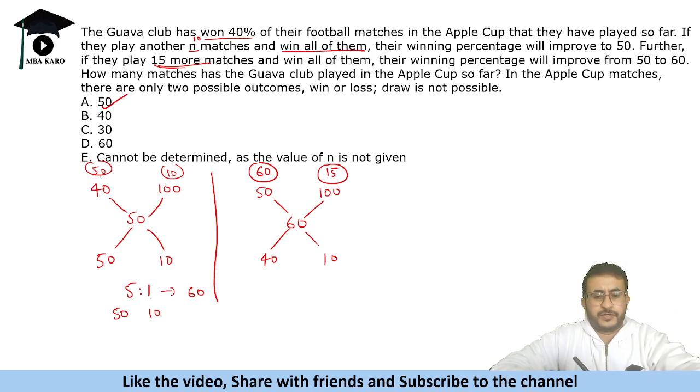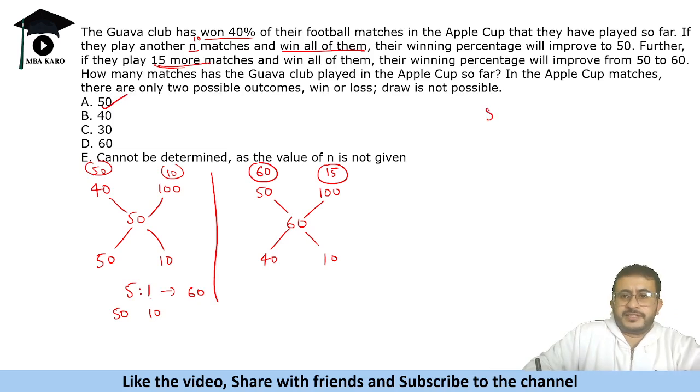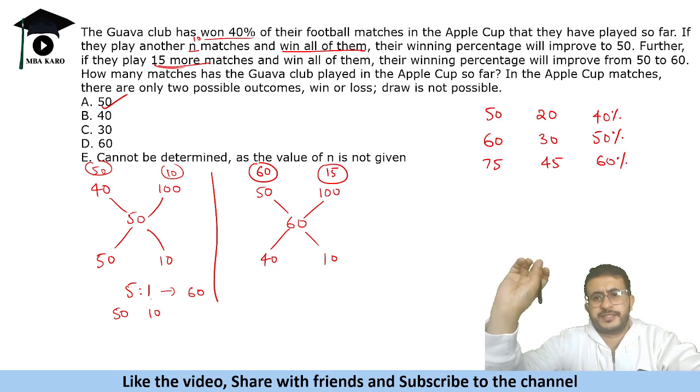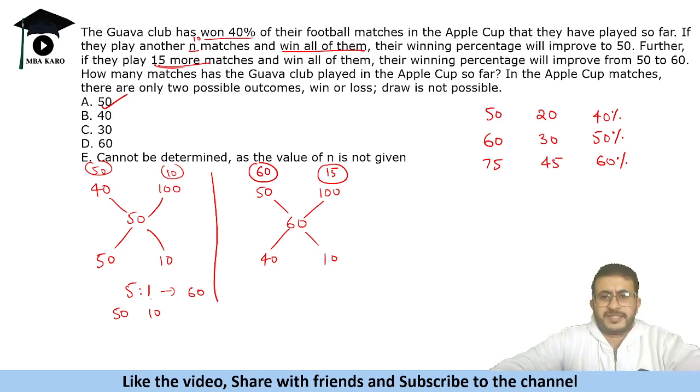Now we can cross verify this answer by using the data. So of 50 matches played, they have won 20. Now if they play 10 more and win all 10, that is 30 out of 60. That means 50%. And if they play 15 more, that is 75, and win all the 15, that means they take it to 60%. So you have verified also that the answer is correct. So this is the best application of allegation in order to solve this question.